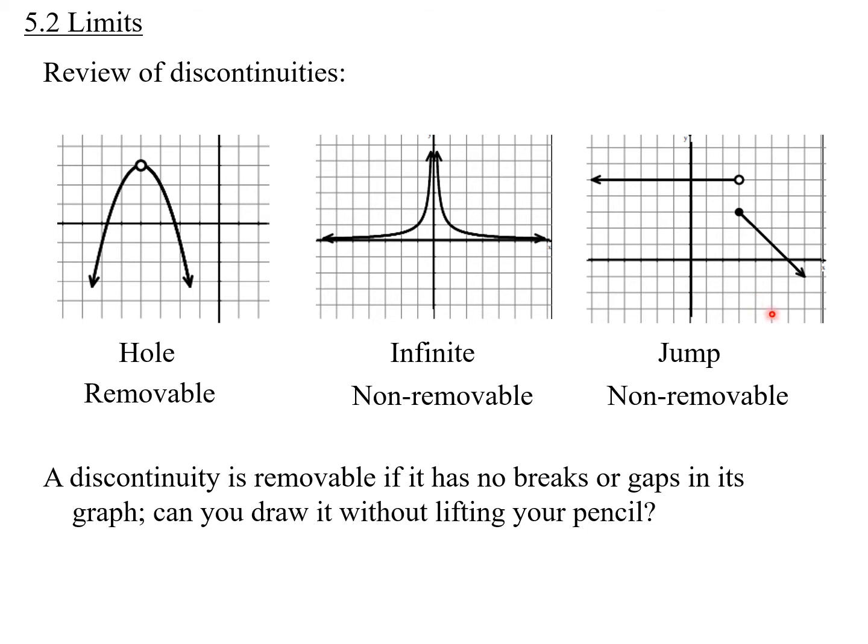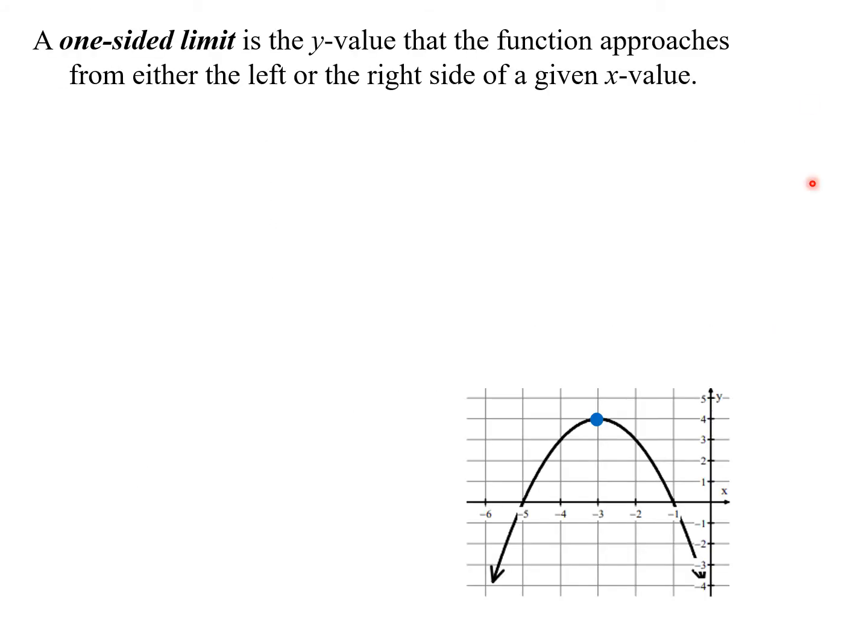Okay, now about limits. Some definitions. A one-sided limit is the y value that the function approaches from either the left or the right side of a given x value. Okay, so it can approach from the left and have a one-sided limit, or it can approach from the right and have a one-sided limit. And those might be different values, as we will see.